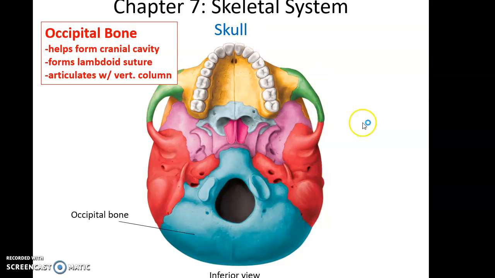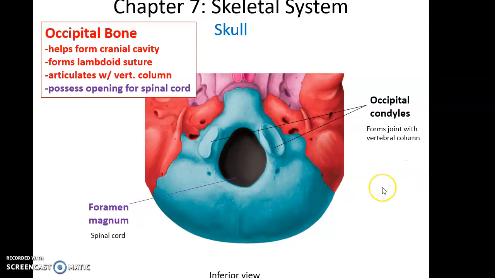Here is an inferior view of the skull. Here's the anterior surface, posterior surface. Here is the occipital bone. Occipital bone is important, helps to form the cranial cavity, especially the floor of the cranial cavity, helps form the lambdoid suture, and also articulates with the vertebral column. It is the bone of the skull that rests on the vertebral column.